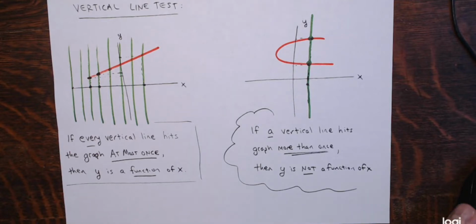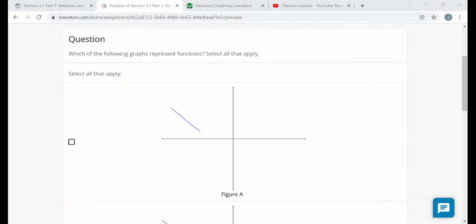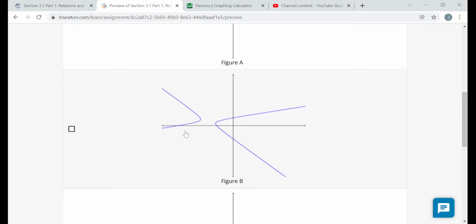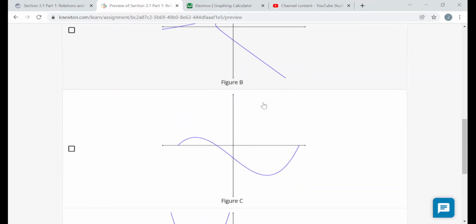Alright, so if we go back here, which of the following graphs represent functions where y is a function of x? So look, any vertical line I draw hits this graph once or 0 times, at most once. So this is a function. Y is a function of x here. Here, this line, just follow my cursor up and down, I'm hitting the graph twice. Over here I'm hitting the graph twice. So I can find a vertical line that hits this graph more than once. This is not a function. Y is not a function of x.